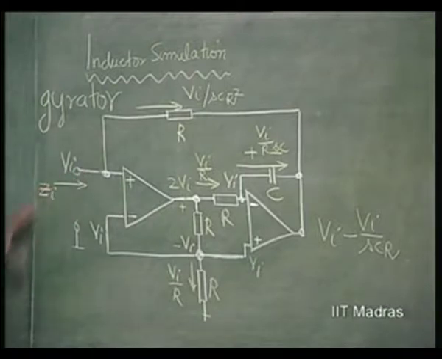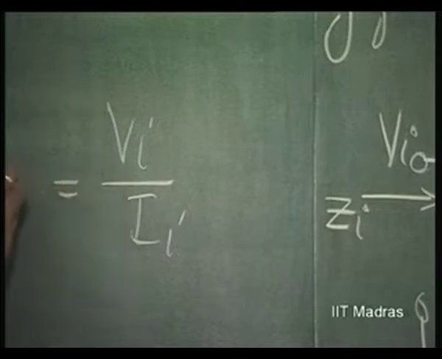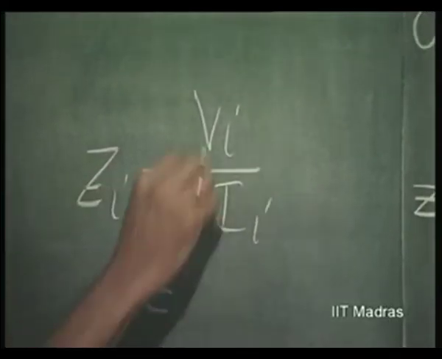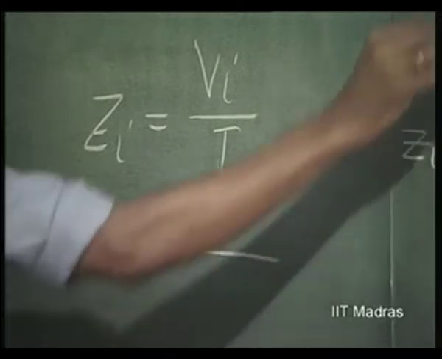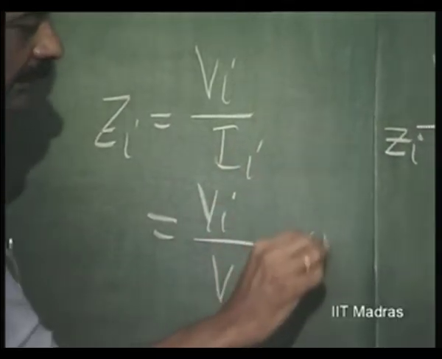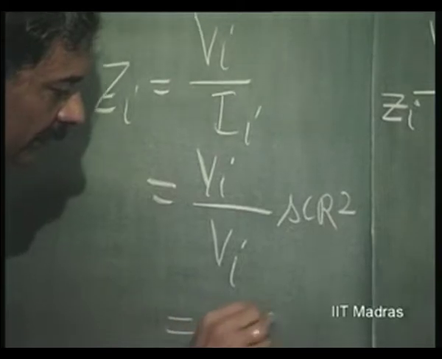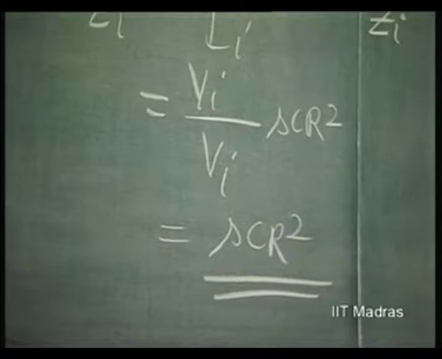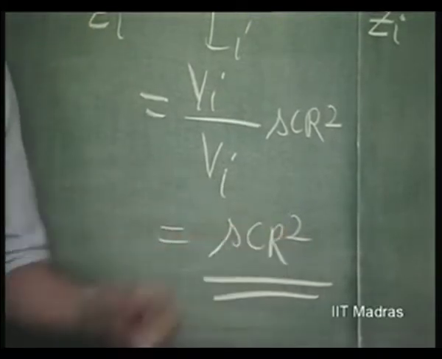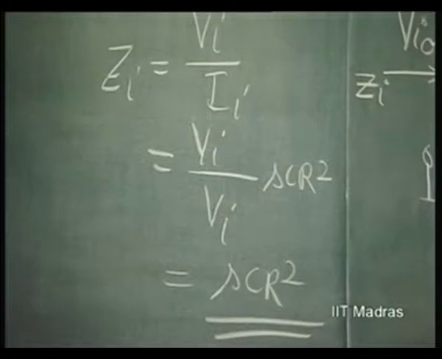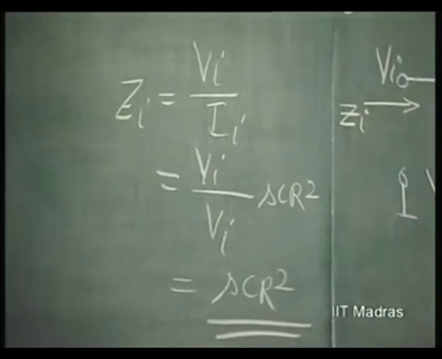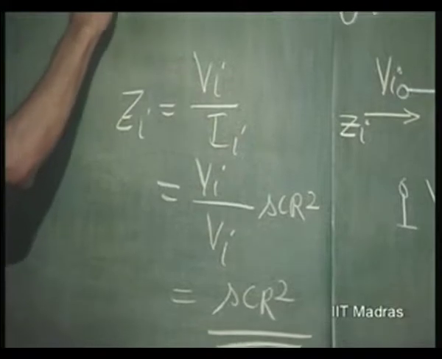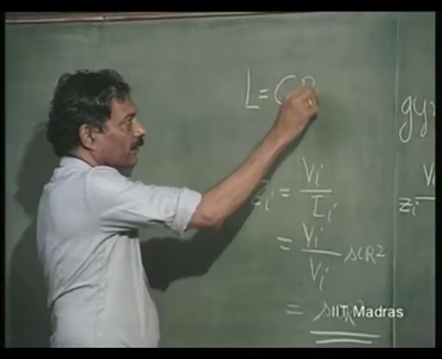So, the impedance seen is nothing but V I divided by, let us call this I I. This is equal to Z I. So, V I by I I is V I by S C R square. So, this is nothing but S C R square. So, impedance is S C R squared, which is not anything other than that of the inductor. Okay. So, L simulated is equal to C into R squared.